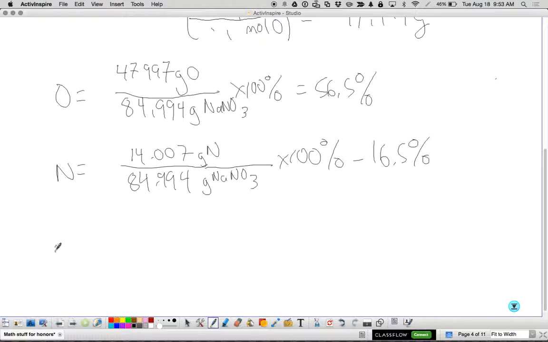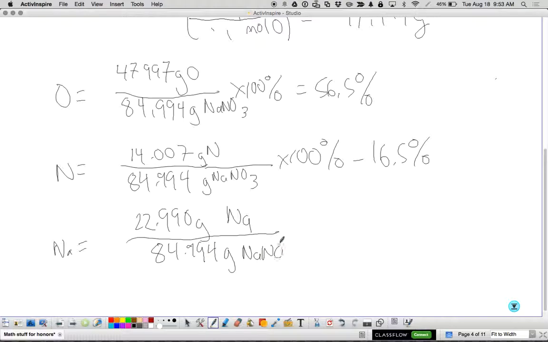And for sodium, 22.990 grams sodium over 84.994 grams NaNO3 times 100% is 26.9%. And then as a final check, I can add all these up and make sure that they add up to 100%, which they do.